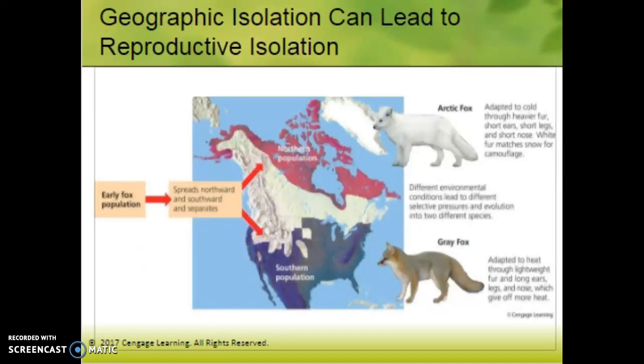Geographic isolation, Arctic fox, gray fox, great example of that. Darwin's finches, another good example of that. But eventually, geographic isolation is going to lead to reproductive isolation.